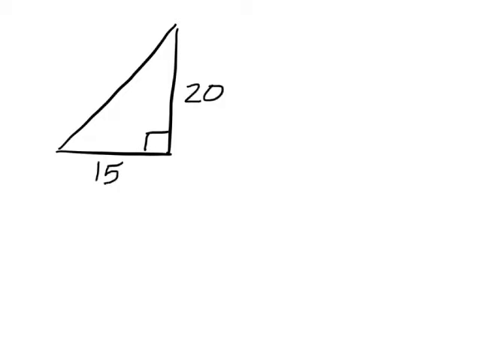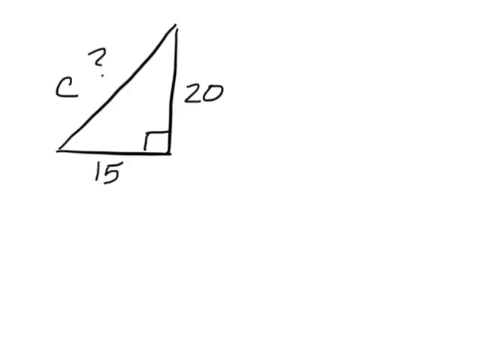Drop this one off at the table up here. In this right triangle, we know we have 15 and 20, but we don't know this one. Find the value of C. Drop it off up here.